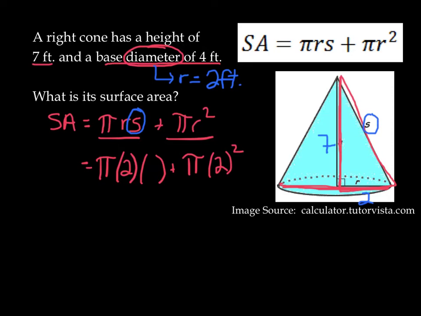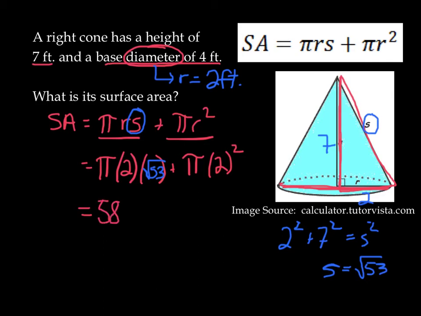So to calculate slant height, we would say that 2 squared plus 7 squared is equal to our slant height squared. Okay, we can calculate this out. Well, our slant height is equal to the square root of 53. Okay, we'll put that into our formula. Slant height is the square root of 53. Okay, from here, it's just a matter of typing it in. If you type all of that formula in above successfully, you should get 58.3 square feet.